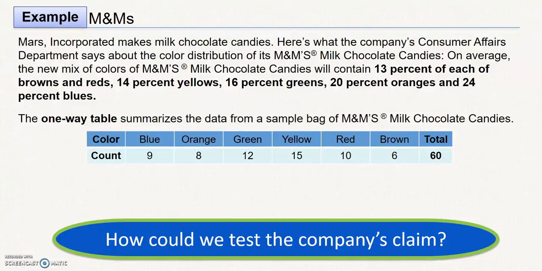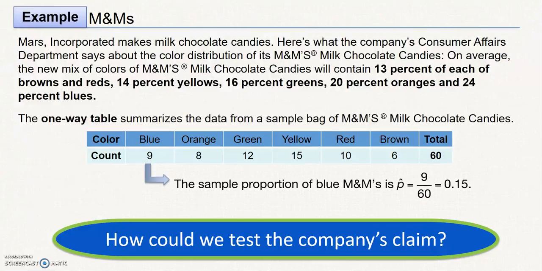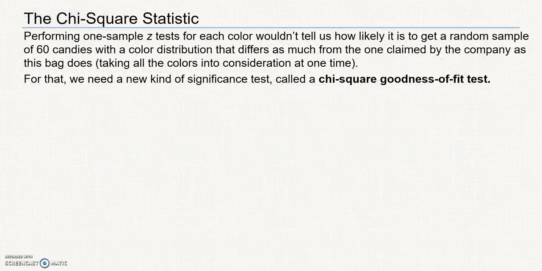If they claim that 13% are browns, 13% are reds, 14% yellows, 16% greens, 20% oranges, and 24% are blues, how can we test this company's claim? We could, from our previous chapters, look at one color at a time, but the problem is when we do that, we are testing just one of the colors. We are not testing the company's claim of the entire distribution at one time.